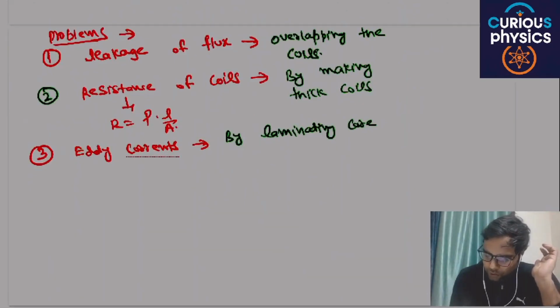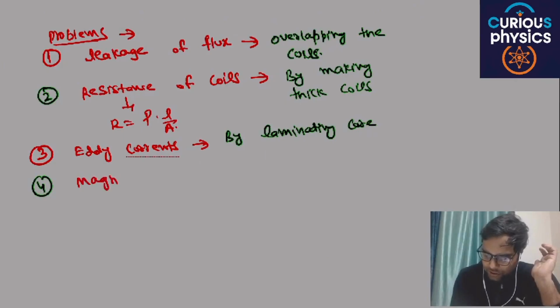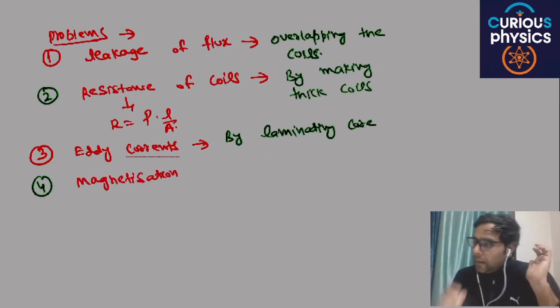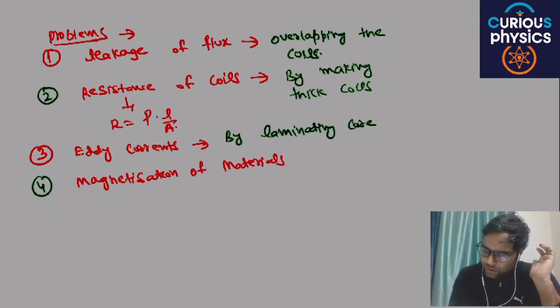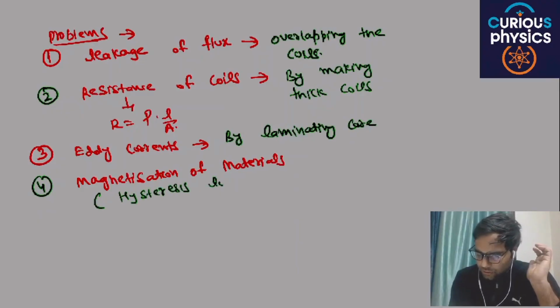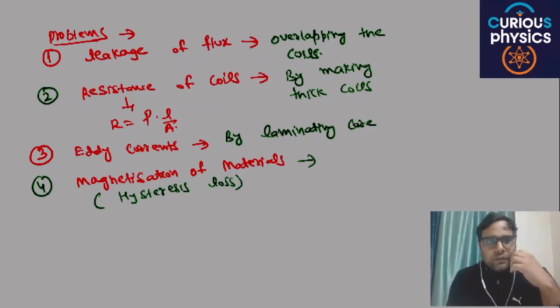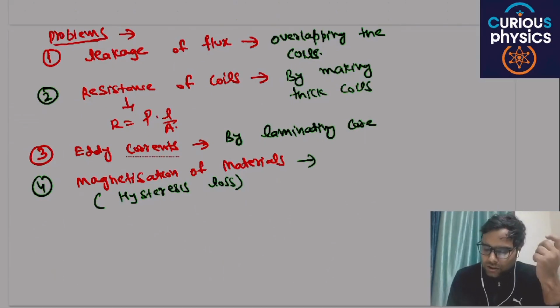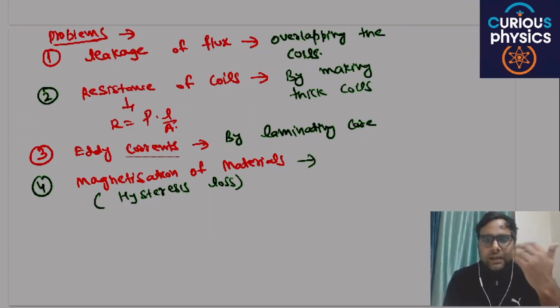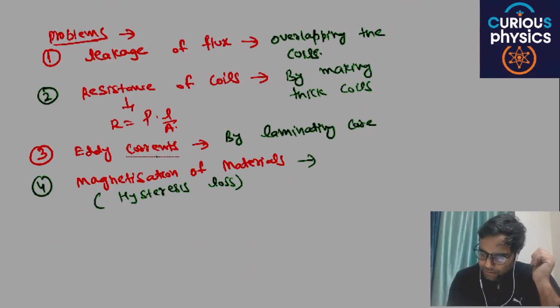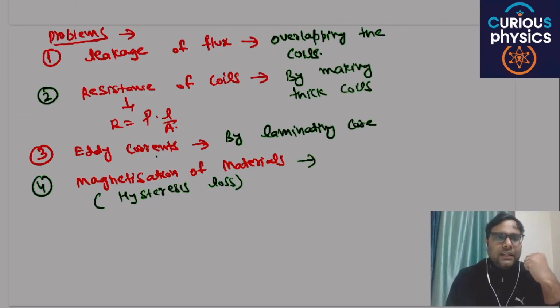Fourth basic point is magnetization of materials. The technical term for this is hysteresis loss, hysteresis loop. Because there is a change in magnetic field, it will basically magnetize the material, okay. And this will indirectly increase the heat, which will indirectly increase the heat loss, same as the eddy currents.